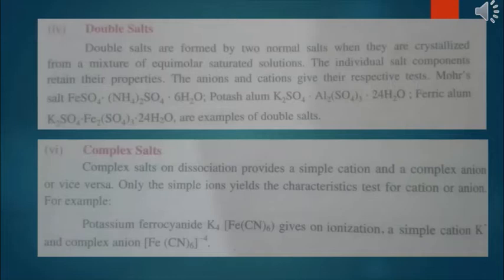Complex salts. Complex salts on dissociation provide a simple cation and a complex anion or vice versa. Only the simple ions yield the characteristic test for the cation or anion. For example, potassium ferrocyanide on ionization gives a simple cation and a complex anion.